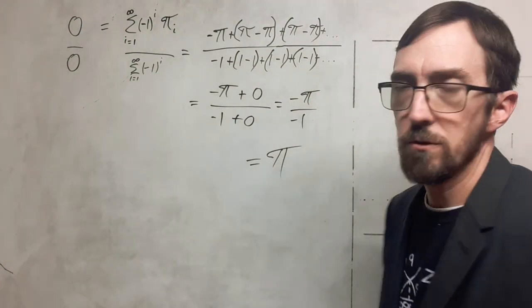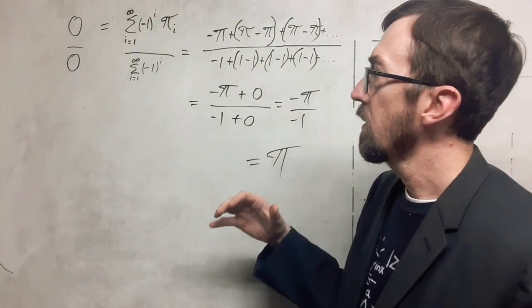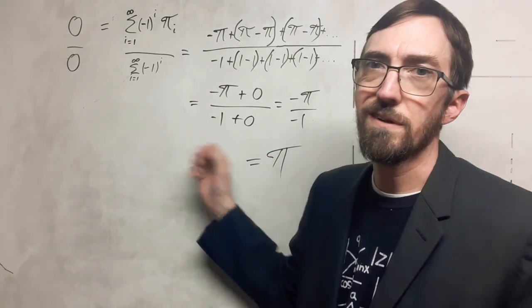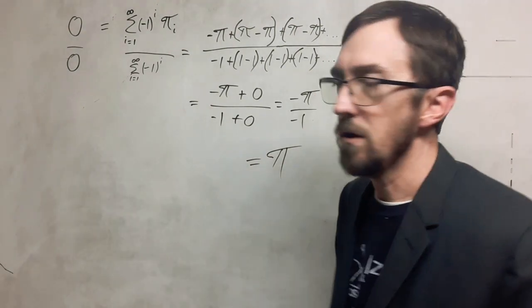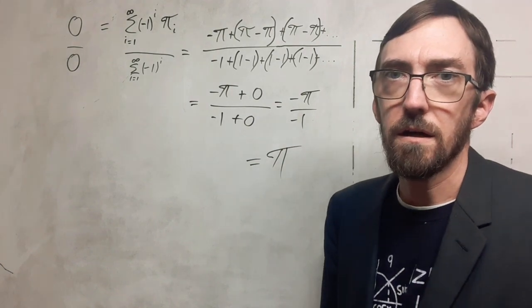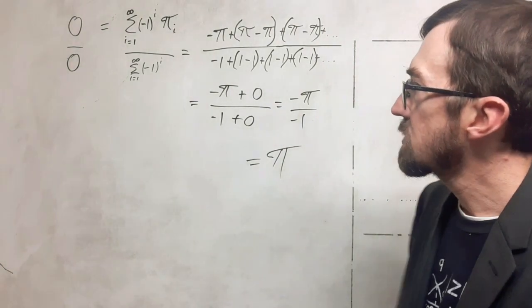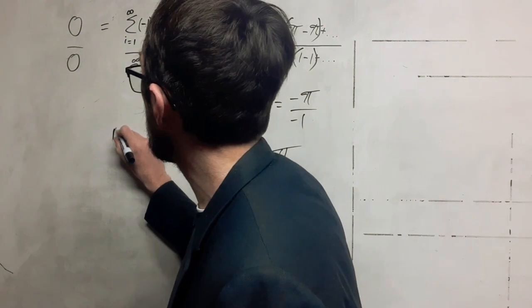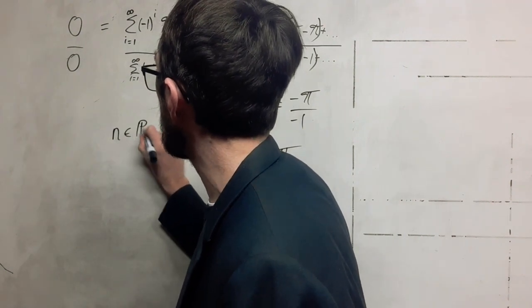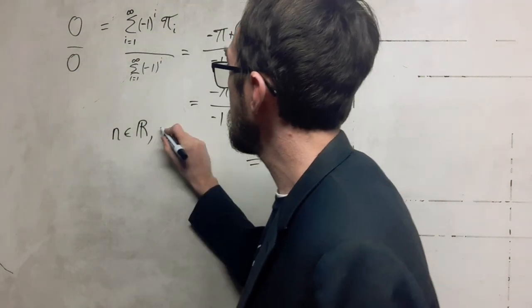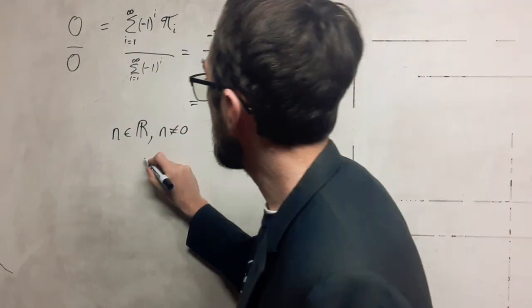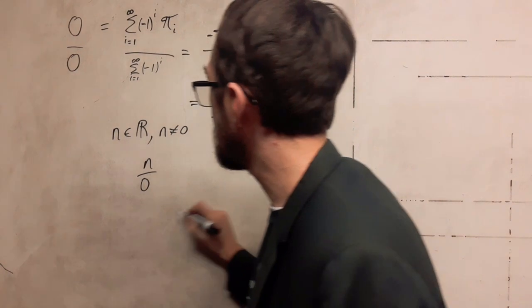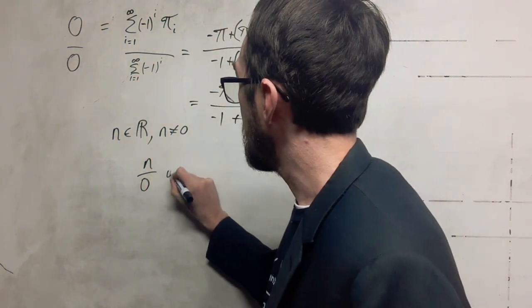In a classical algebra, any real number divided by 0 other than 0 is going to be undefined. So if we let n be a real number, and also n is not 0, then we would say that n divided by 0 is undefined.